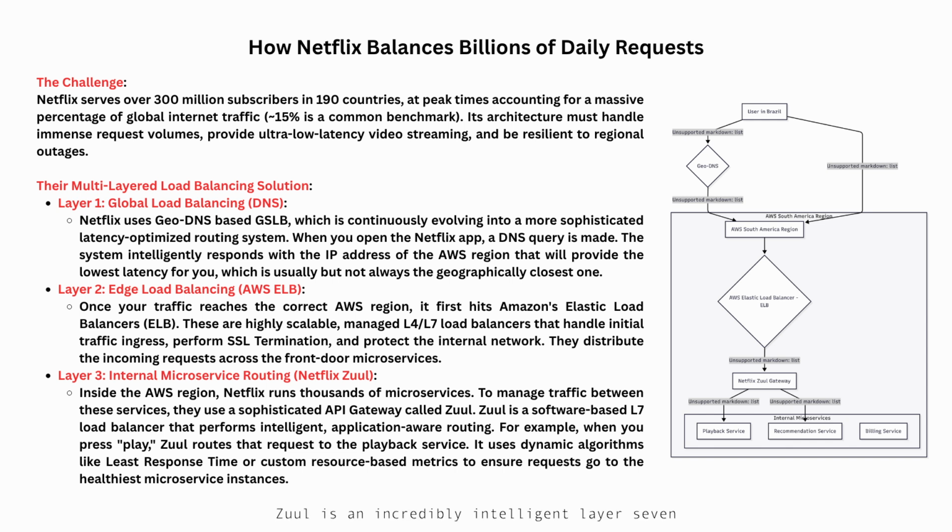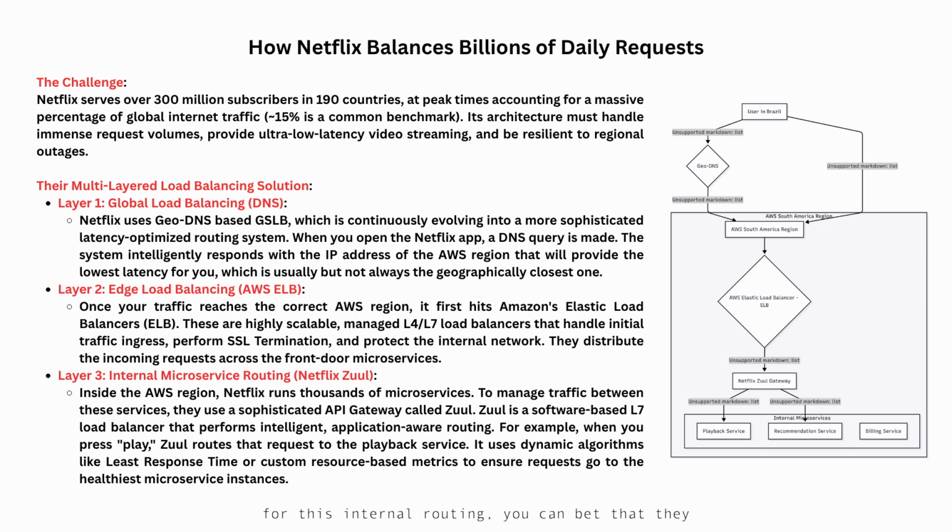Zuul is an incredibly intelligent layer 7 software load balancer. It inspects your request and understands what you are trying to do. If the URL path is /play, it knows to route that request to the pool of microservices responsible for starting a video stream. If it's /browse, it routes you to the recommendation service.